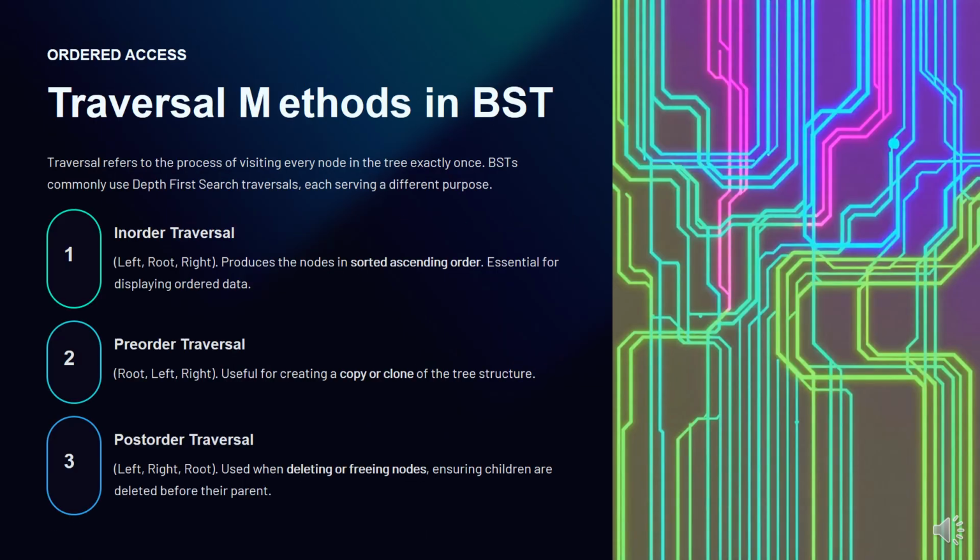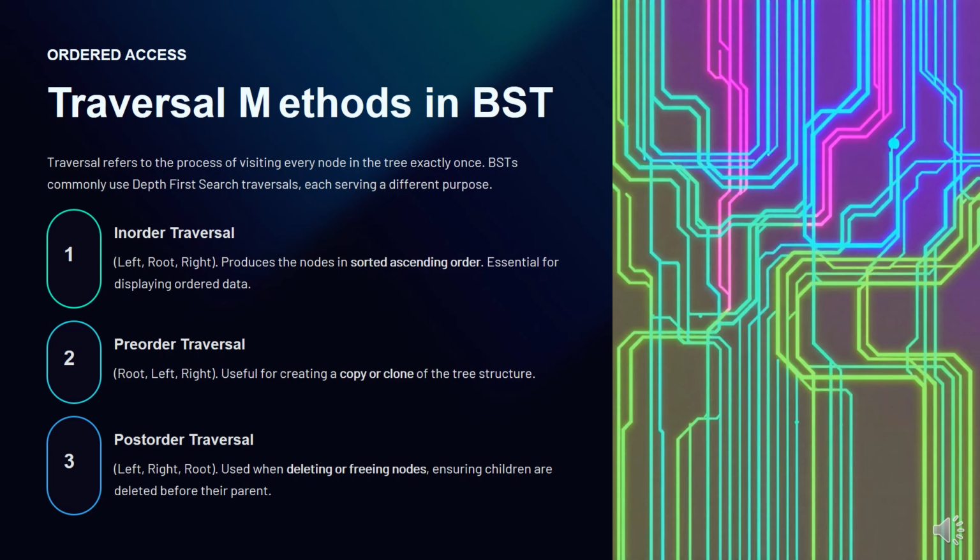Traversal means visiting every node in the tree once. There are three main traversal methods. Inorder traversal follows left, root, right order and gives the elements in sorted order. Preorder traversal goes root, left, right and is useful when copying or reconstructing a tree. Postorder traversal follows left, right, root and is used when deleting or freeing memory from the tree since it processes children before their parents.